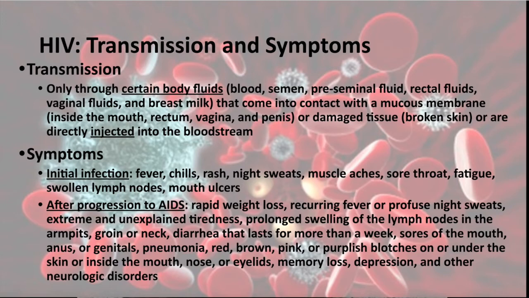And then after it progresses to AIDS, there's a lot more things that can happen. So rapid weight loss, recurring fever, or profuse night sweats, so that gets worse. Extreme and unexplained tiredness, prolonged swelling of the lymph nodes in the armpits, groin, or neck, diarrhea that lasts for more than a week, sores of the mouth, anus, or genitals, pneumonia, red, brown, pink, or purplish blotches under the skin or inside the mouth, nose, or eyelids, memory loss, depression, and other neurologic disorders.